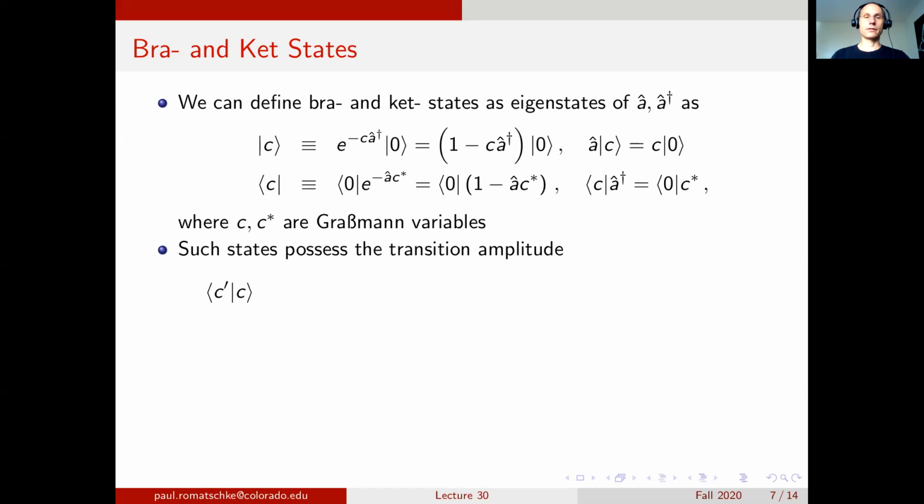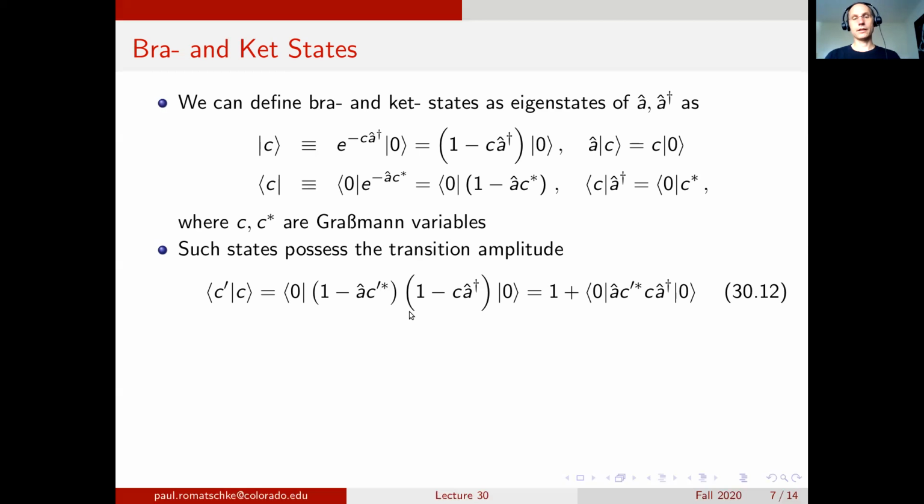The states that are defined by the bra and ket states can give rise to transition amplitudes. So if we want to calculate the transition amplitude from C to C prime, we can use the definitions of C in the equation just above to find that this is equal to the expectation value with respect to the state 0 of these two terms. And then using the fact that the action of these operators is given in the equation above, we find that this is equal to just 1 plus the expectation value of A, C prime star, C, A dagger.